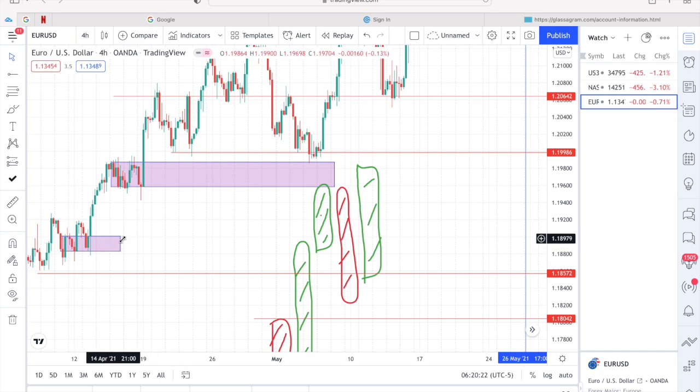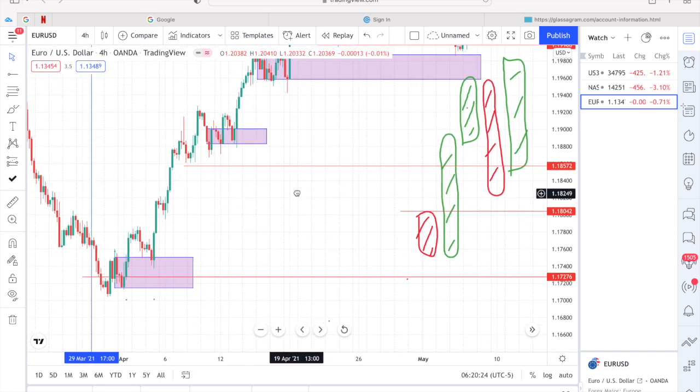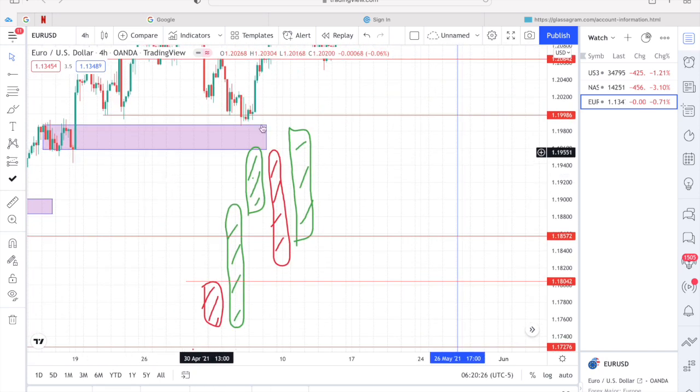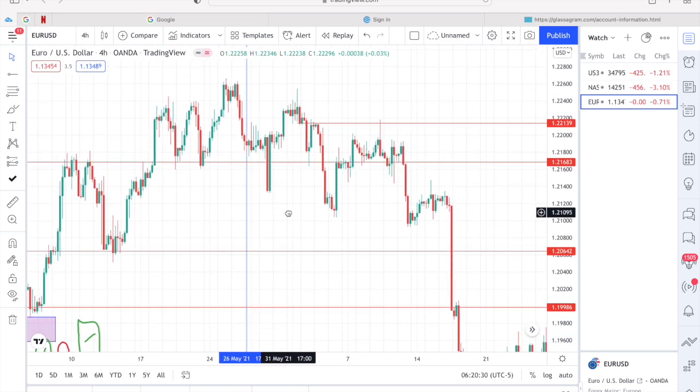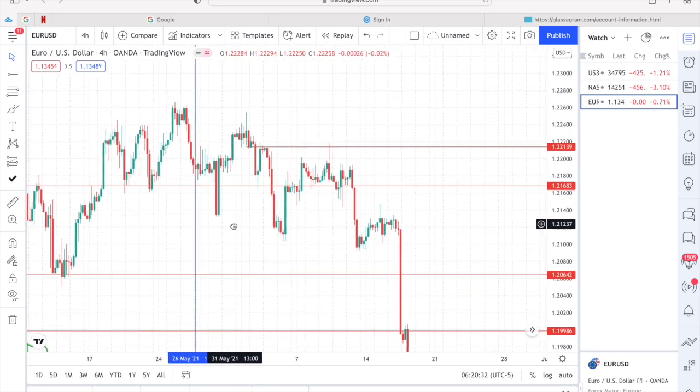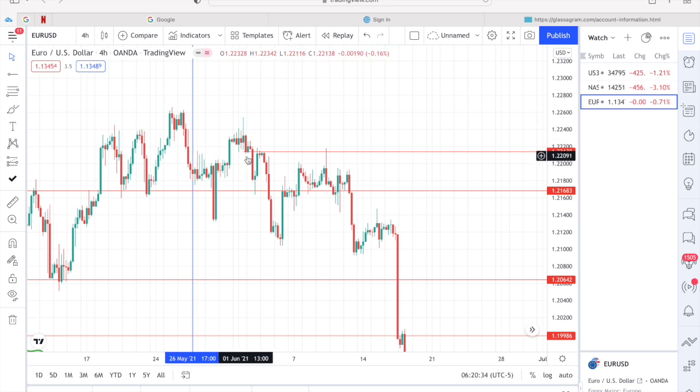So I have shown you bullish order blocks. So this is a bullish order block. I want to show you an example of a bearish order block. Let me see if I can find one. Okay, I found one. Look here.